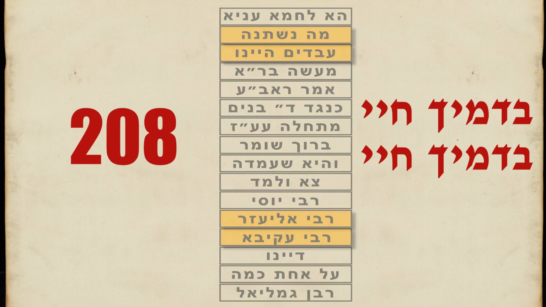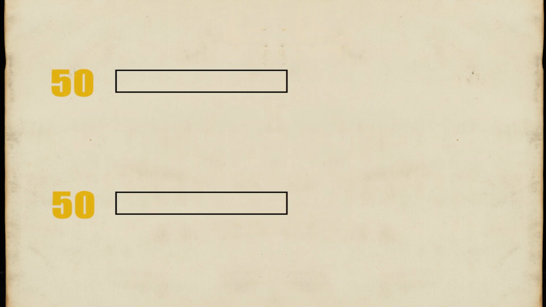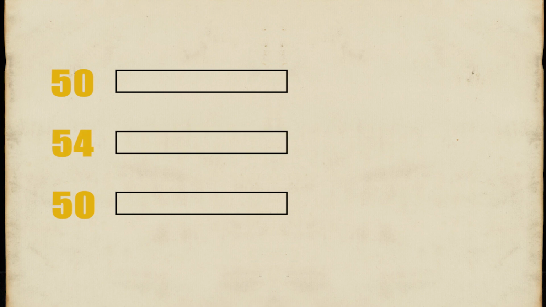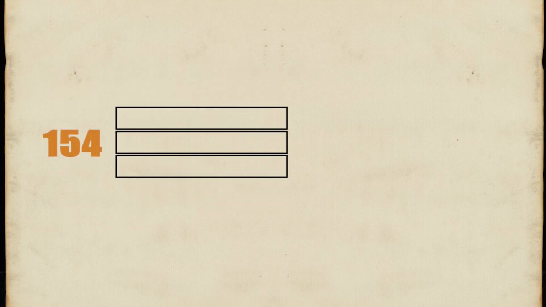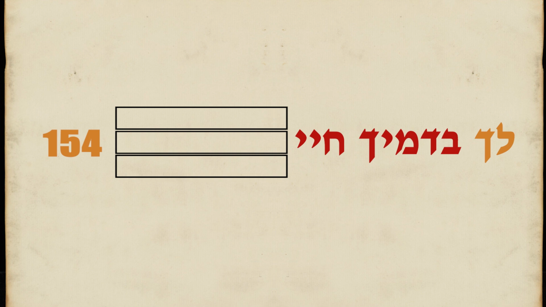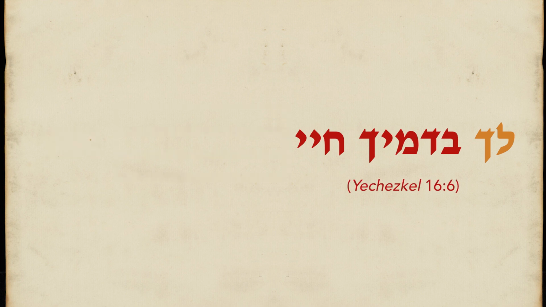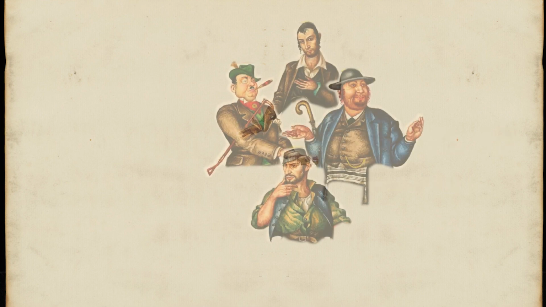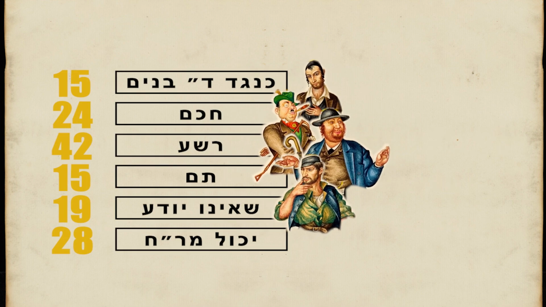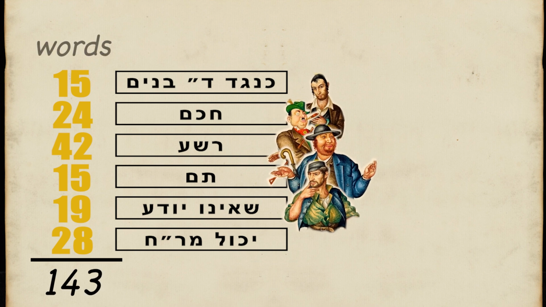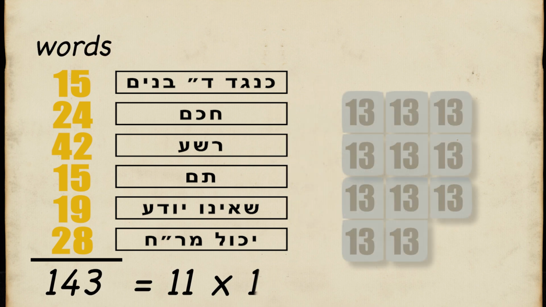Elsewhere in the Haggadah, its composer juxtaposed 2 blocks of 50 together with a block of 54 to arrive at 154, equal to a longer portion of the phrase, Lach b'damai chayi, to you through your blood shall you live. And here's another impressive allusion to that phrase. The passage of the 4 sons consists of several segments that together contain 143 words, or 11 times 13.